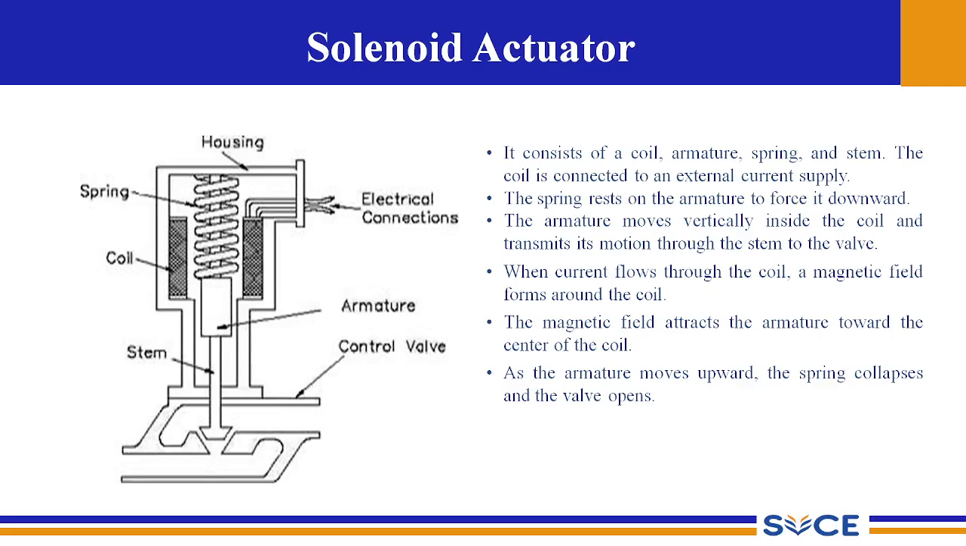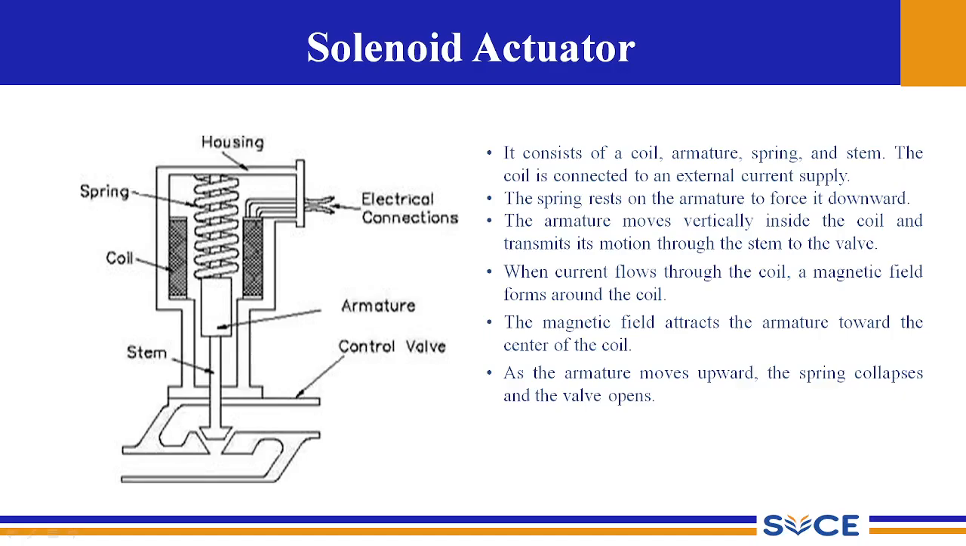Next, we move on to a solenoid actuator. Here, the construction of the solenoid actuator is, we have a coil, then armature, spring, and a stem. The coil will be connected to an external current supply. So when the spring is resting on the armature to force it downward, the armature actually moves vertically inside the coil, and it will transmit its motion through the stem to the valve.